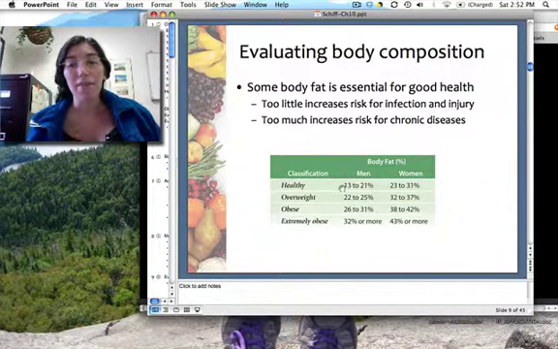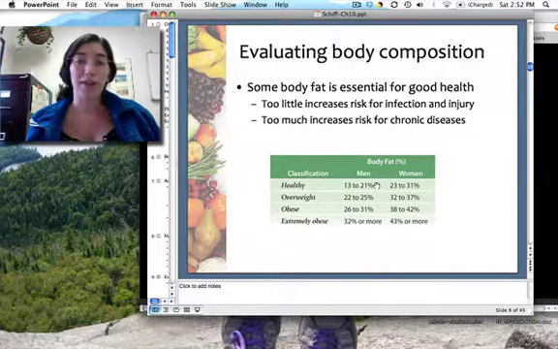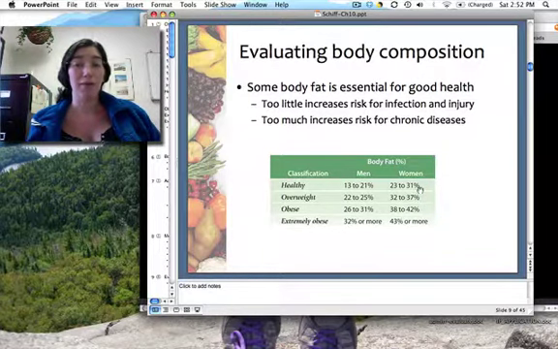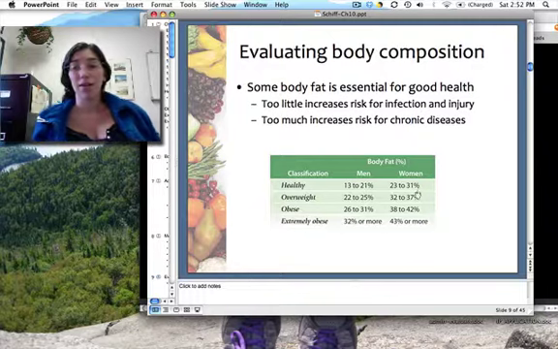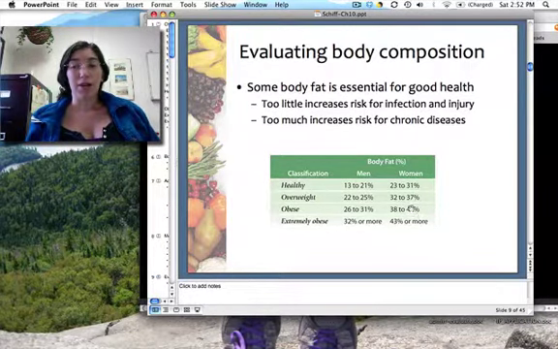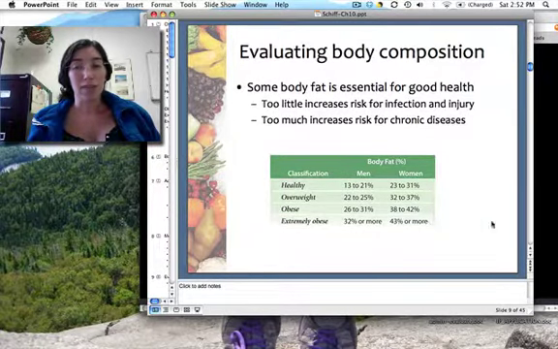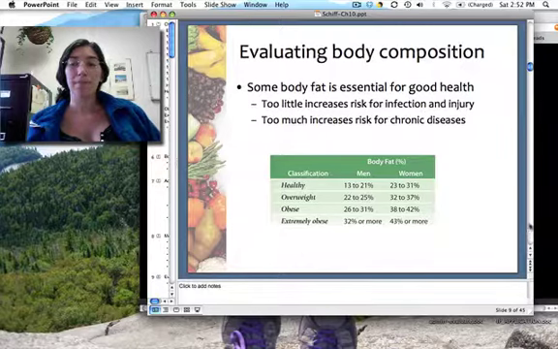So for men, a healthy range of total body fat is 13 to 21%. And for adult women, 23 to 31%. So women need more body fat than men do, quite a bit actually. So something to keep in mind. And then it tells you what the classifications are for overweight, obese, and extremely obese. Next.